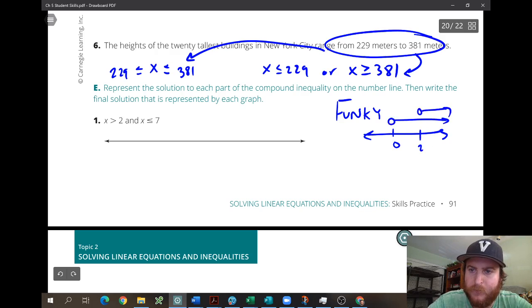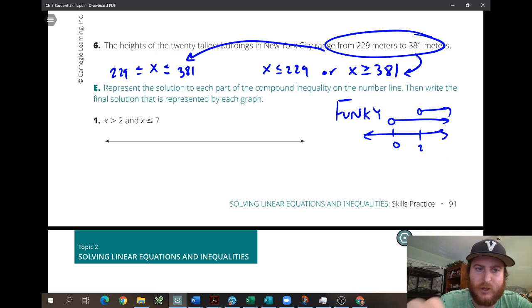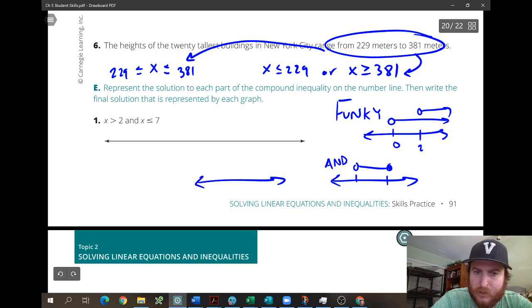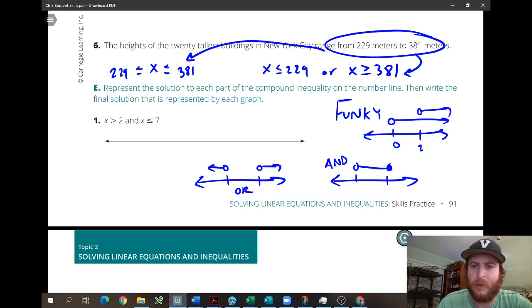Or something kind of like that. The rest of these, actually all but one of these, are either going to be this middle case, and that's when we have an "and," or they're going to be this kind of opposites case, and that's where we have an "or." Okay, so most of these are the normal situations.